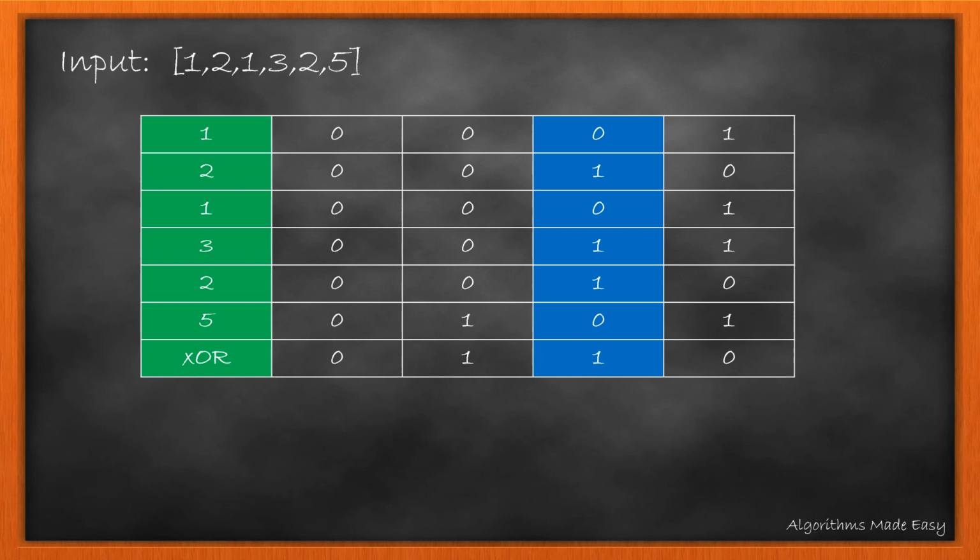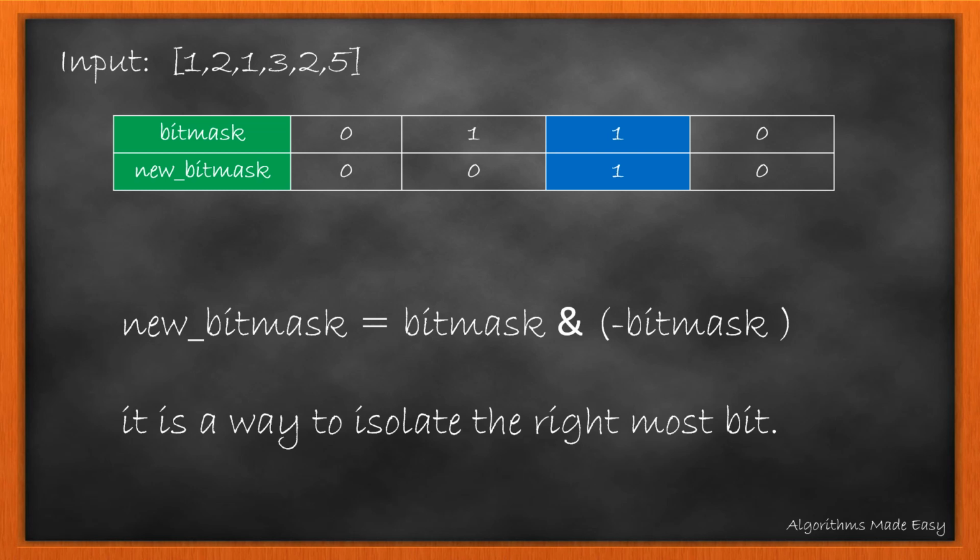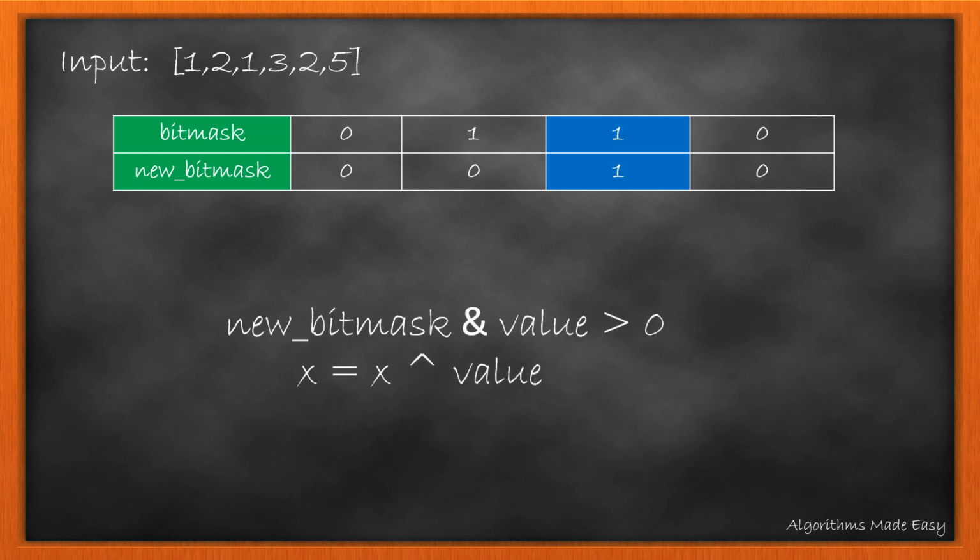Now, how to find that number? In order to find that number, we need to have a new bitmask which has only the rightmost bit set, like the one shown. To find the new bitmask, we will use a technique called isolating the rightmost bit. We AND the bitmask with its 2's complement. Now for any value with that bit set, the AND with the new bitmask will give a result greater than 0, while for the rest it will be 0. We need to focus just on those values which give a result greater than 0.